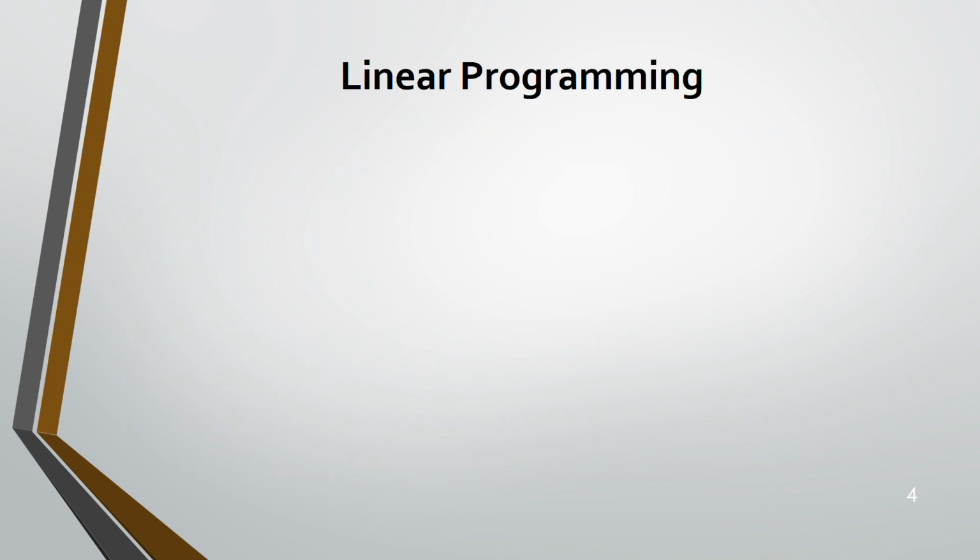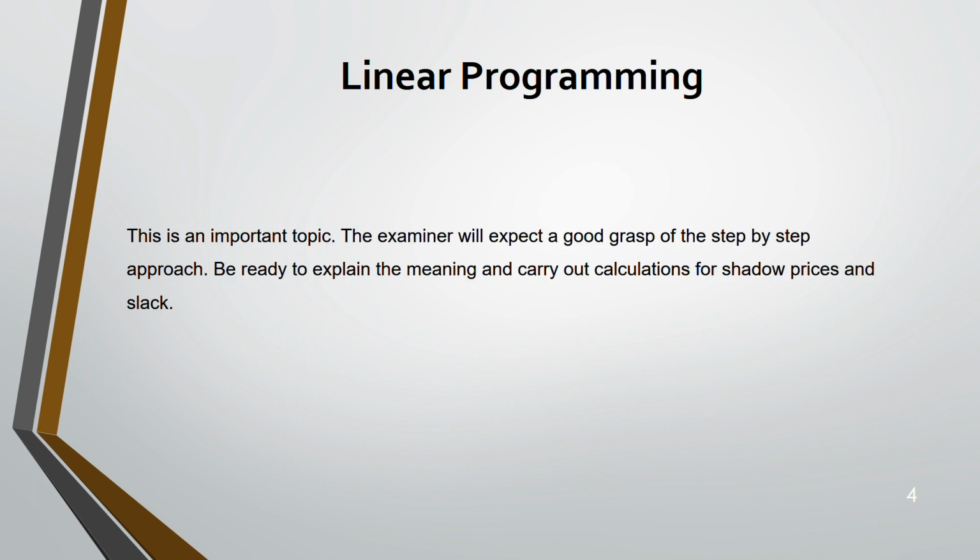Now we are moving on to linear programming. We have to use it to find our optimum production plan. Linear programming, what is it? Very important topic for your performance management. Your examiner wants you to have very good knowledge on this, in a step-by-step approach. So you should be able to explain the meaning and carry out calculations for shadow price and slack. What is this shadow price and slack? We are going to discover it in a bit.